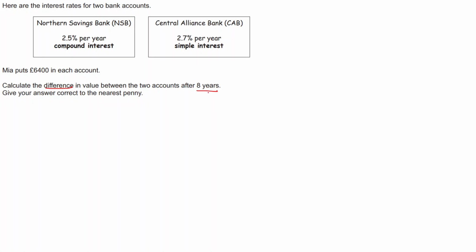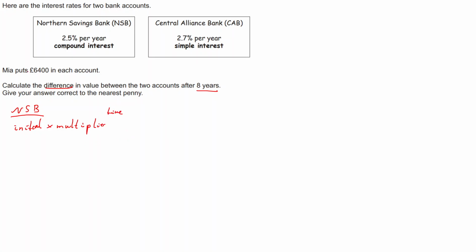So a bit different this time. It's not saying which one gets more money. It's saying, well, when you put them into both accounts, what's the difference between the two values? So let's do that. Let's begin with the Northern Savings Bank, which is looking at compound interest. So our formula for that is going to be, again, your initial amount times by your multiplier to the power of time.